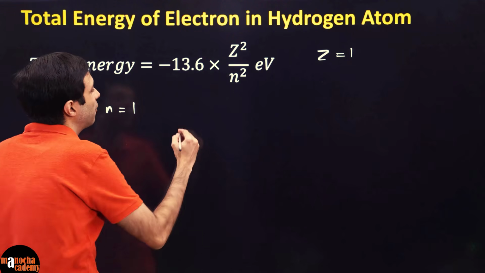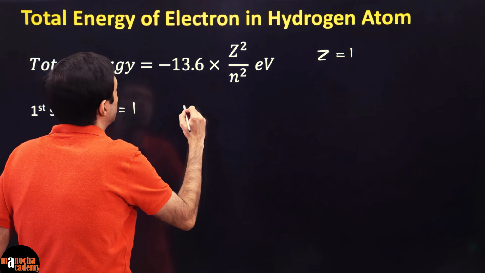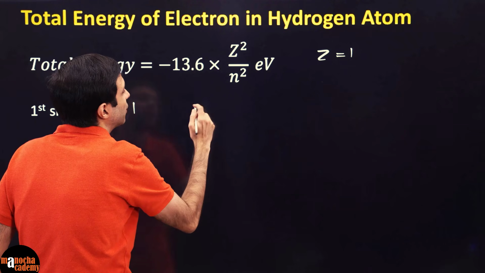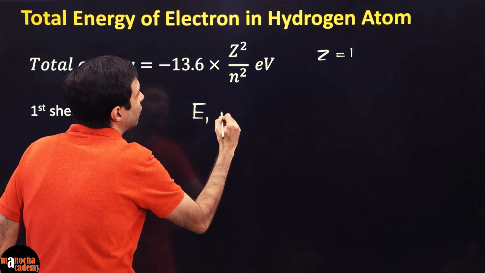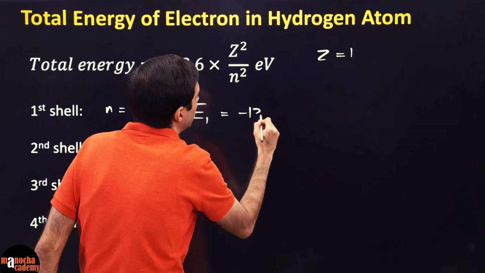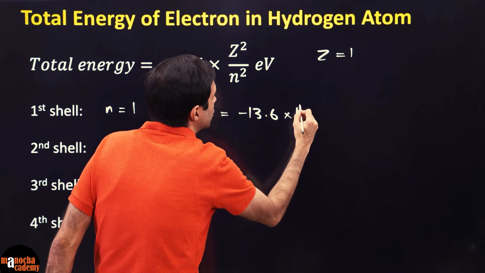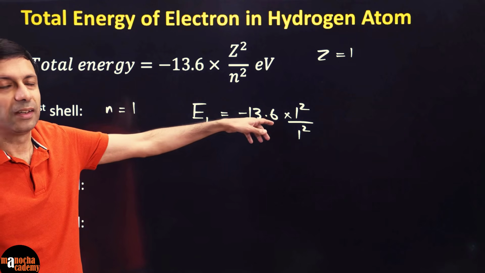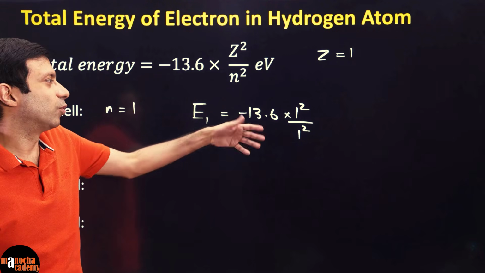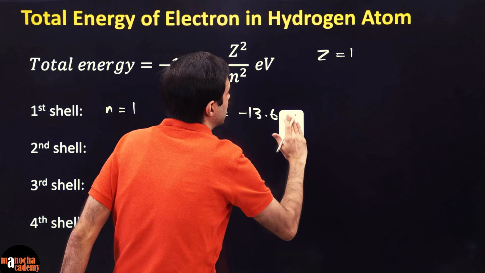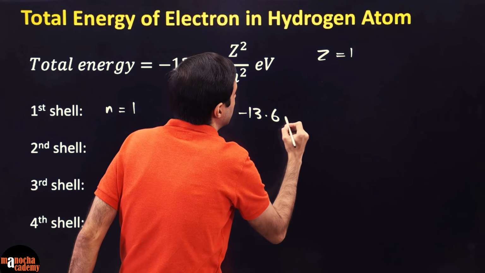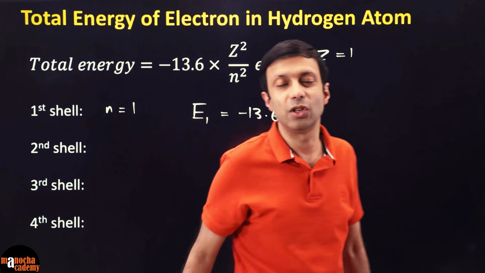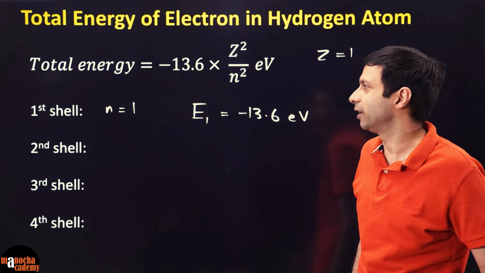So the first shell will have how much energy? So energy in the first shell, the total energy we can say, or we can just write E1, the energy of the first shell is going to be minus 13.6 times 1 square divided by 1 square, right? Atomic number is 1 and the shell number is 1. So obviously the answer is going to be minus 13.6 electron volts. That is the total energy of the electron in the first shell.